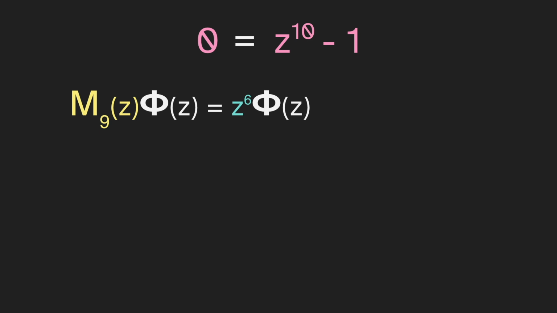But if they're equivalent, we should be able to add 0 without a problem. Adding 0 doesn't change anything. And actually, we can add any polynomial h times 0, because the h will just get canceled out by 0. Now we substitute 0 for z to the 10 minus 1, and now we see those two sets are equivalent if they're separated by some multiple of z to the 10 minus 1.